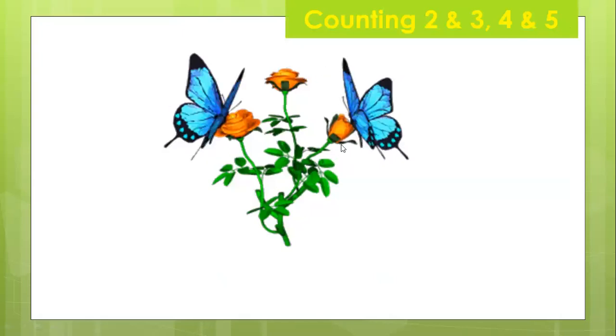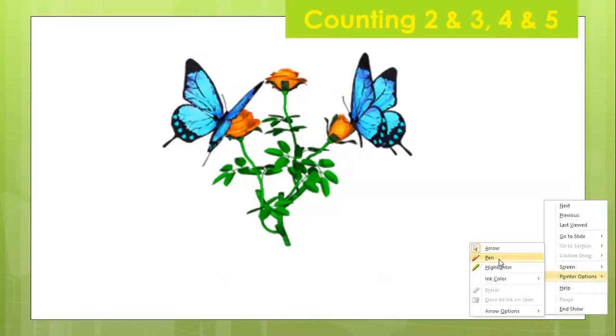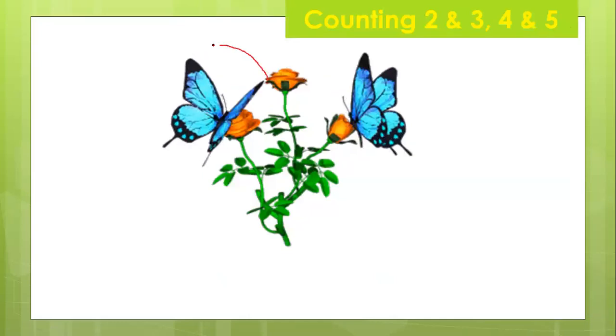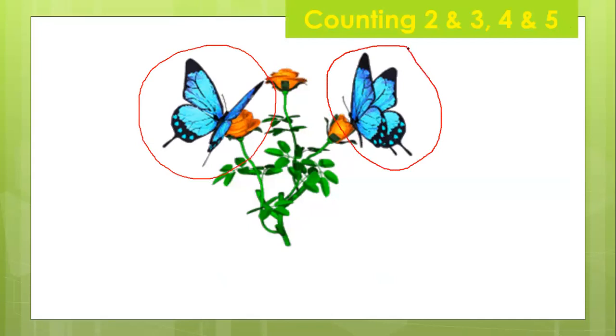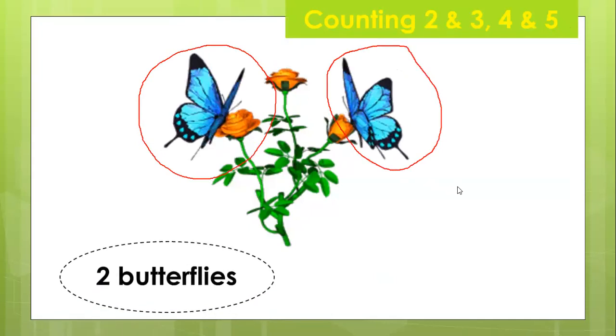Can you have a look at this? How many butterflies can you see? How many? Okay, let's see the butterflies. We have one butterfly here and two butterflies. Good. So there are two butterflies. Am I correct? Yeah, two butterflies.